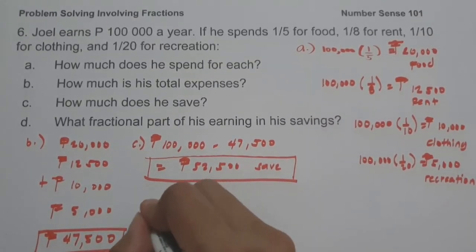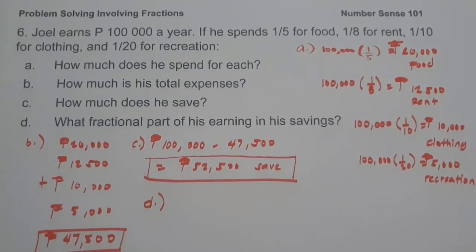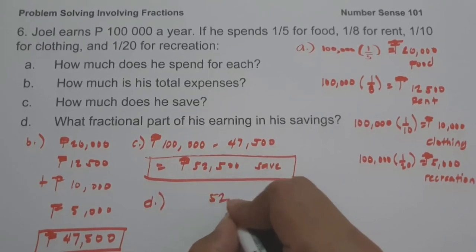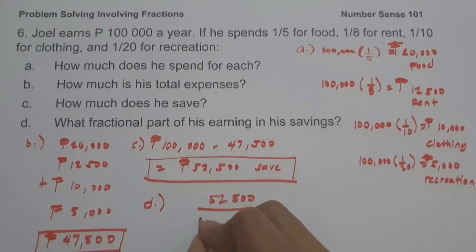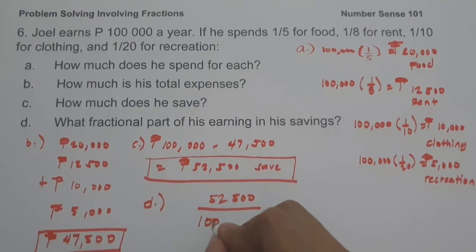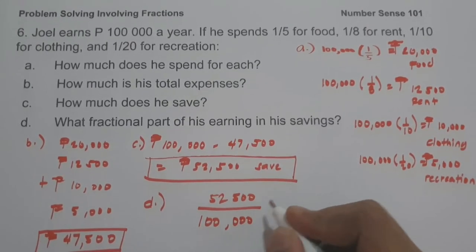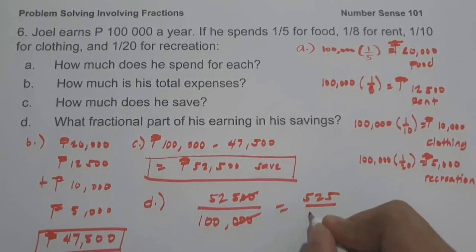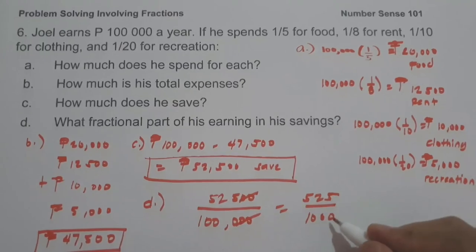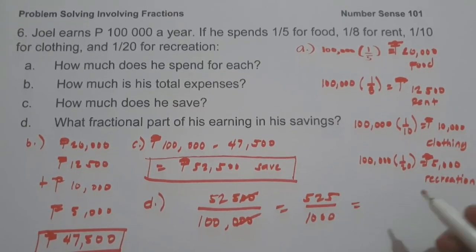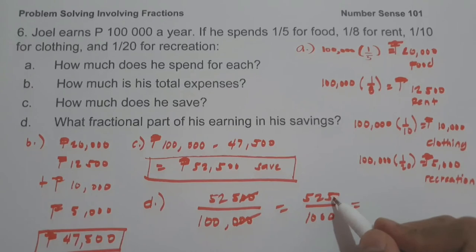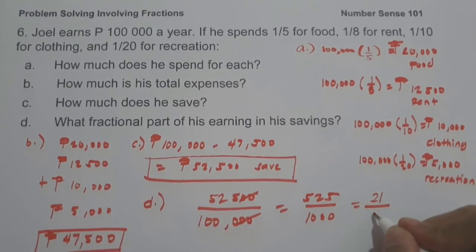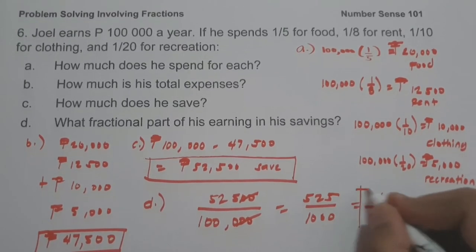And on letter D, what fractional part of his earning is his savings? Since he saves 52,500 over the total amount he earned for a year, let us cancel 0, and that is 525 over 1,000. 525 and 1,000 are divisible by 25. 525 divided by 25, that is 21. 1,000 divided by 25, that is 40. And this will be our answer on letter D.